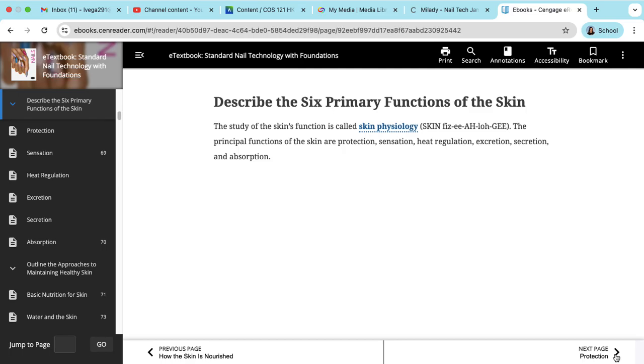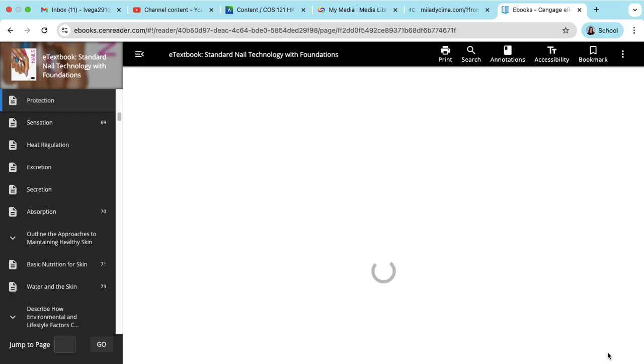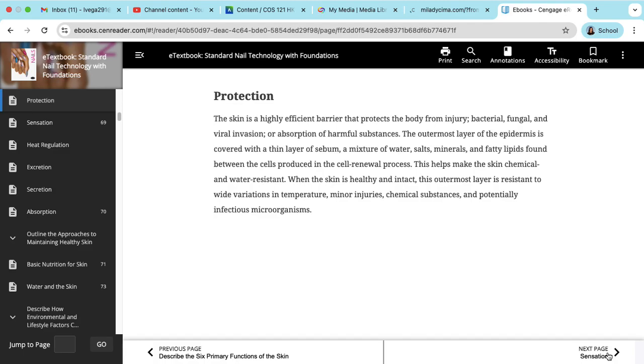Describe the 6 primary functions of the skin. These are protection, sensation, heat regulation, excretion, secretion, and absorption. Protection. The skin is a highly efficient barrier that protects the body from bacteria, fungus, etc.